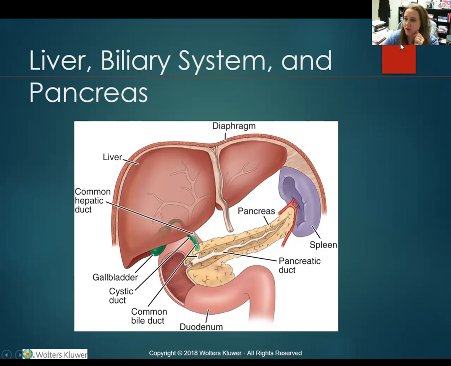Sorry, I'm gonna move this down a little bit. Bile is created by the liver and transported via the hepatic duct and then stored and concentrated in the gallbladder. So what does bile do? Bile helps us digest fats, right?